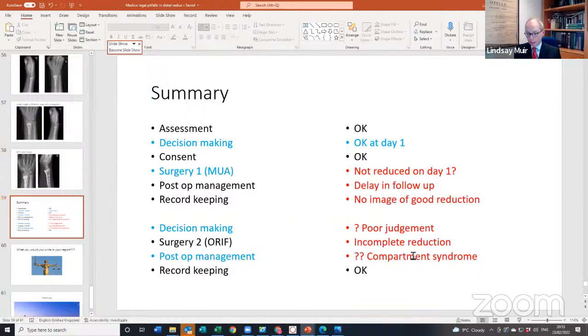The consent is fine. The original surgery, well, you might argue it wasn't that well reduced on day one. There was a delay in follow-up. The record keeping could have been a little bit better. Perhaps I made poor judgment. Perhaps I should have just left him and come back to an osteotomy later. I'm not sure I've reduced it 100% at the second surgery, and the compartment syndrome was dubious. So there were a number of places in one case where you might say that we could have done better at the very least.